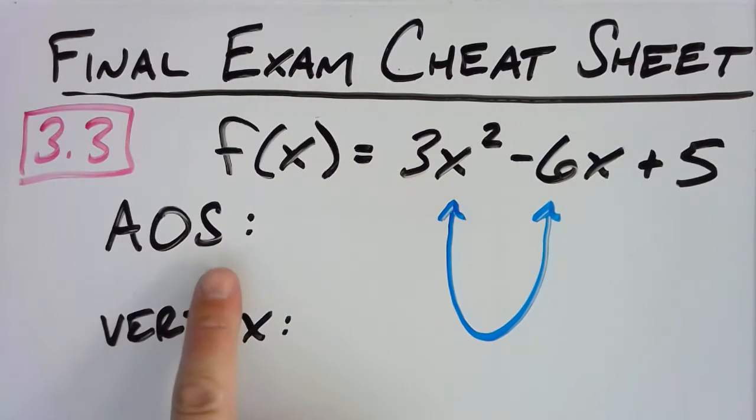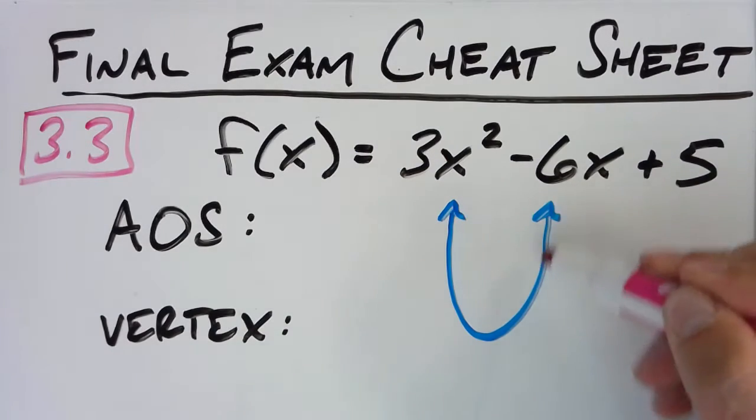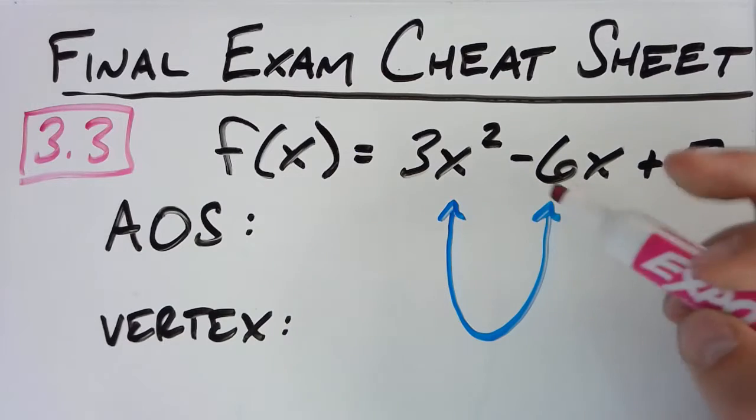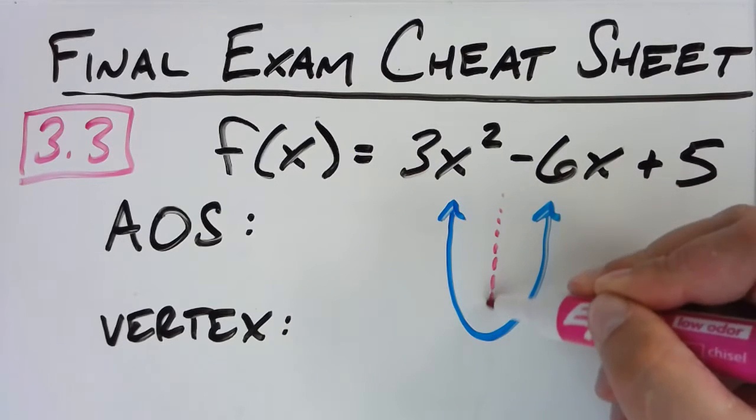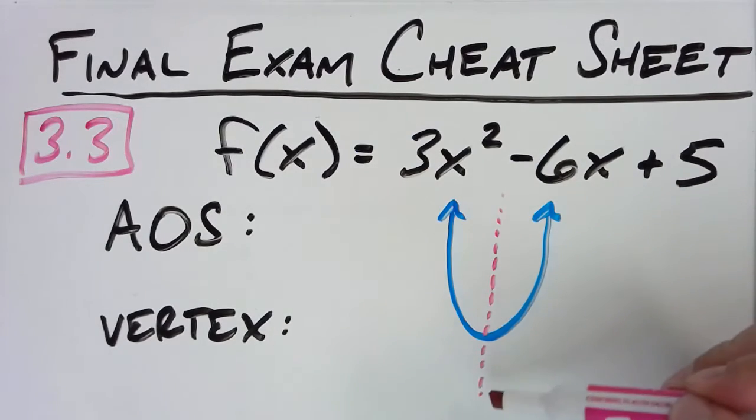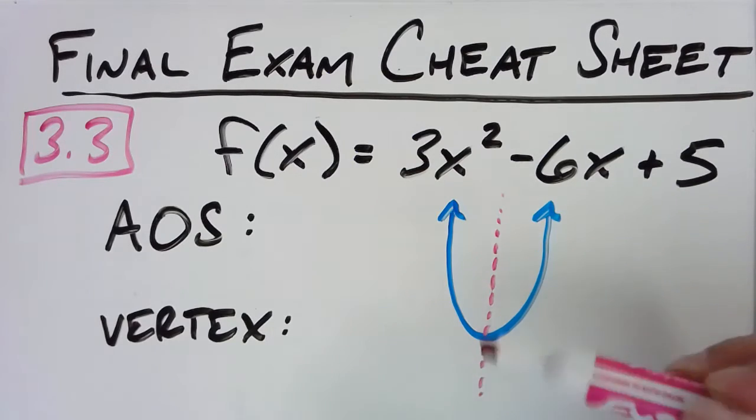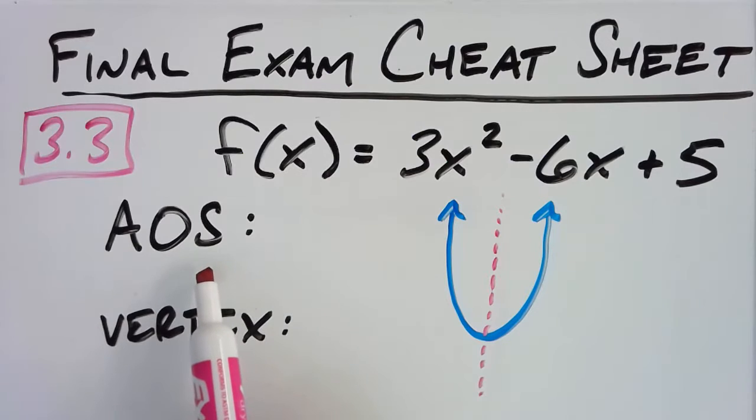An axis of symmetry is what splits this in half. Because this is a symmetrical U shape, it's the same on both sides of this axis of symmetry. An axis of symmetry is going to be some vertical line that splits this U shape in half. That's what an axis of symmetry is.